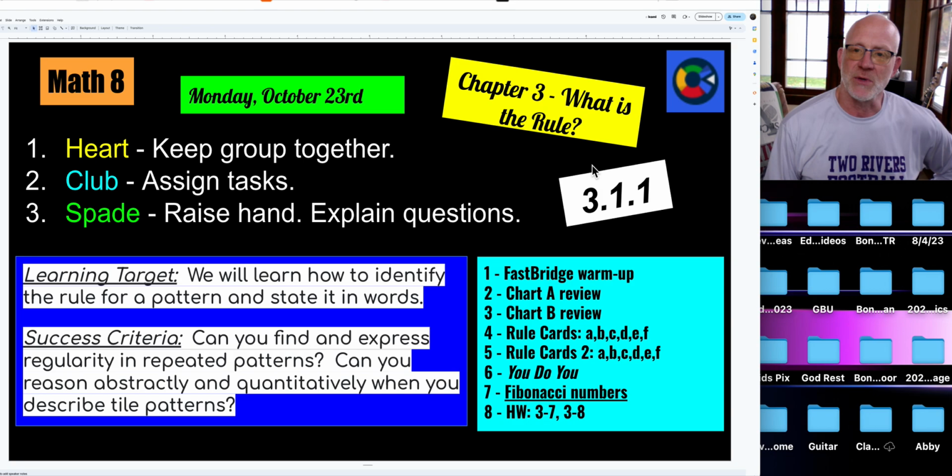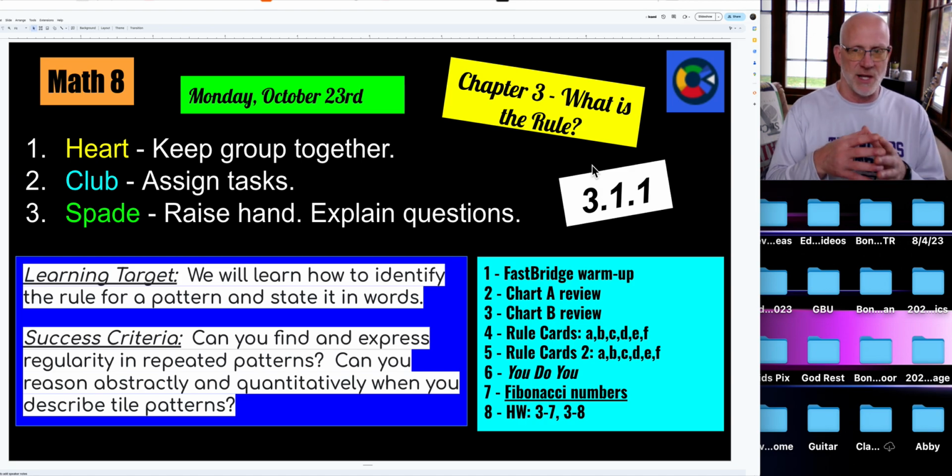So what are we doing today? We're doing 3.1.1, and what we want to find out for our learning target is we will learn how to identify the rule for a pattern and state it in words. And then the success criteria is, can you find and express regularity in repeated patterns? And then can you reason abstractly and quantitatively when you describe tile patterns?